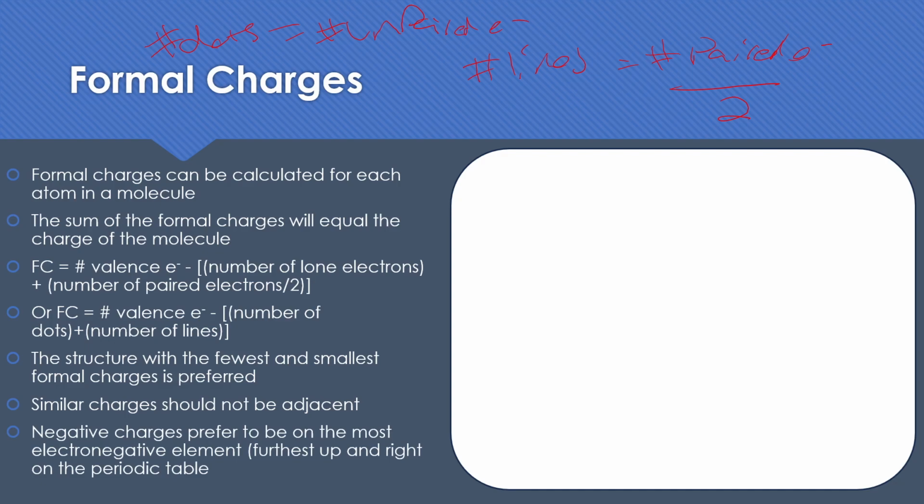We'll talk about electronegativity later, but basically, similar to ionization energy and electron affinity, the further up and right you go, the more electronegative something is. So, let's look at an example.